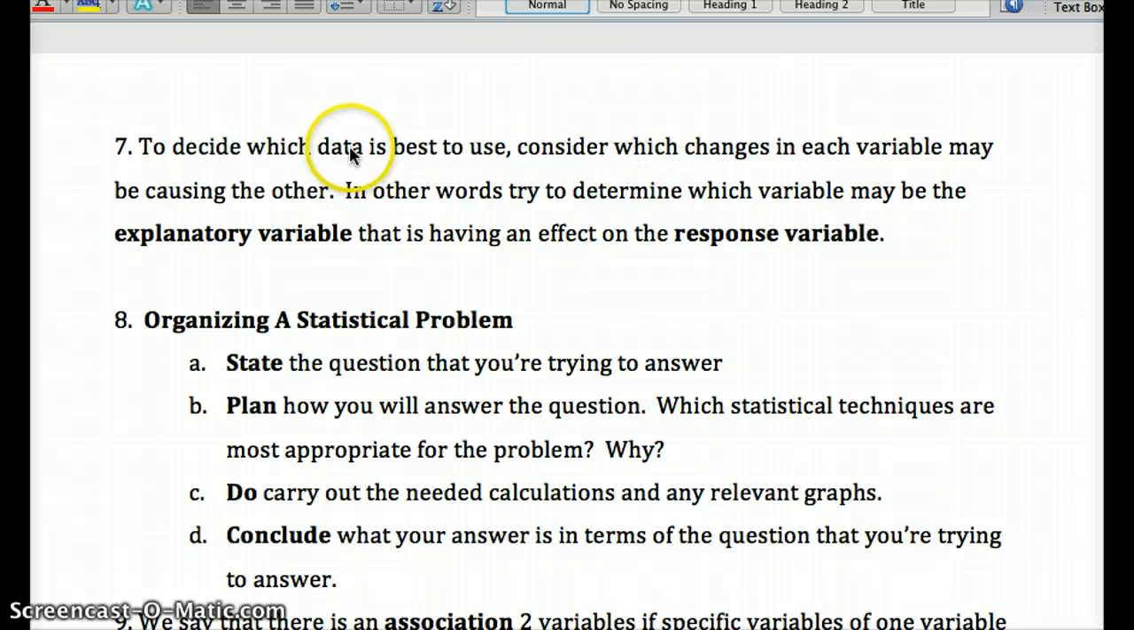To consider how to use data, think about what the explanatory variable is, meaning what's the cause, and the response variable, or the effect. That can help us to decide which conditional distribution is best to use, and which way to use these distributions to find answers. Throughout the year, we'll be doing multi-step problems, and they'll all involve stating the problem, planning how you'll do it, checking conditions, doing the problem, and then concluding by explaining your answer.